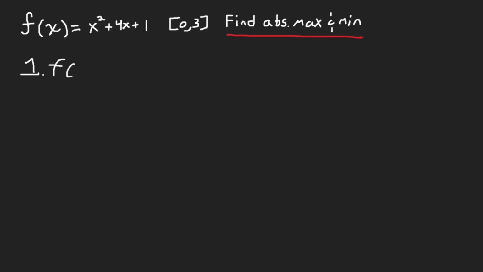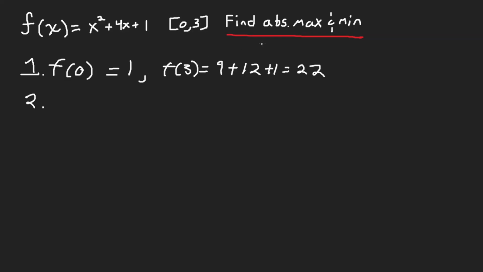So we're going to find f of 0 first. If we plug in 0 here, we'll just end up with 1. And we'll want to also find the other endpoint. So if we plug 3 in here, we will get 9 plus 3 times 4 is 12 plus 1, which is 22.